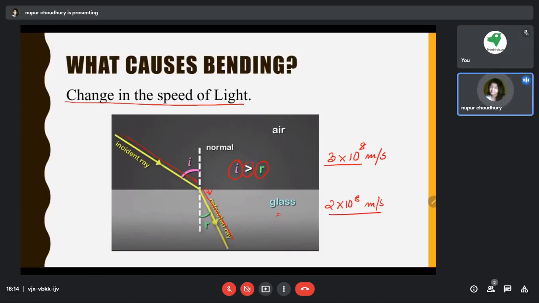So under these circumstances, the light will bend away from the normal. The speed in which it was coming, it will now no longer be going at the same speed within a medium.